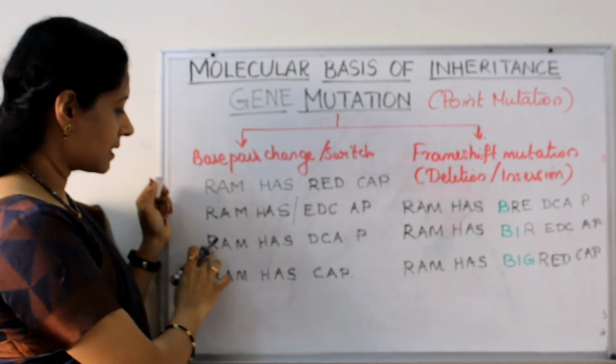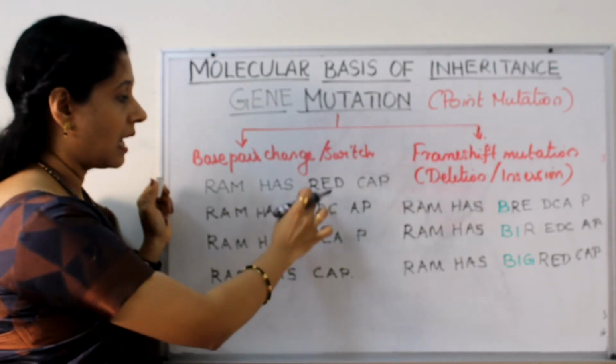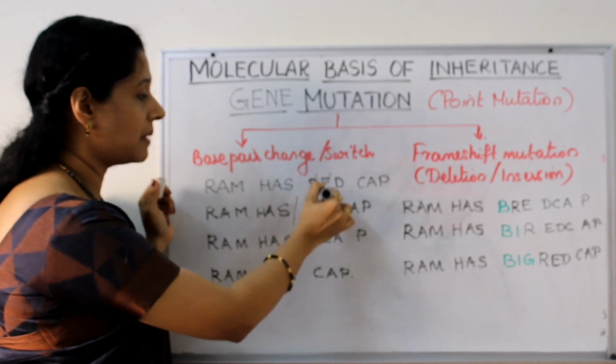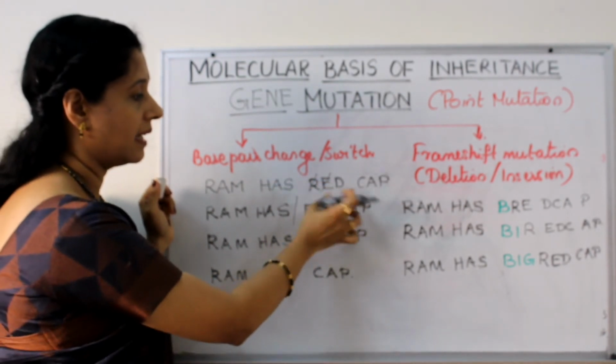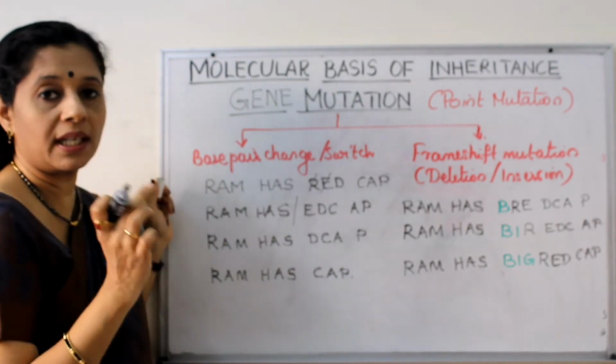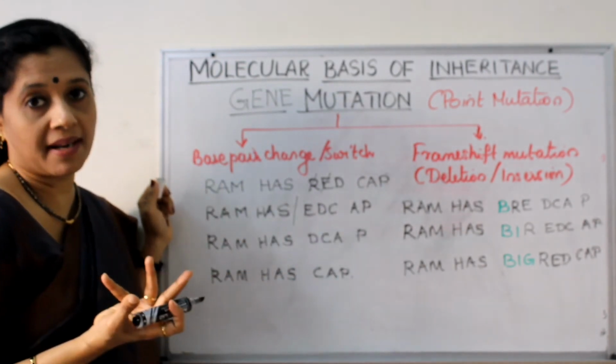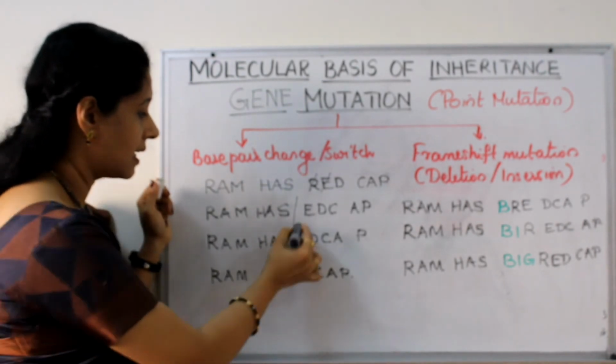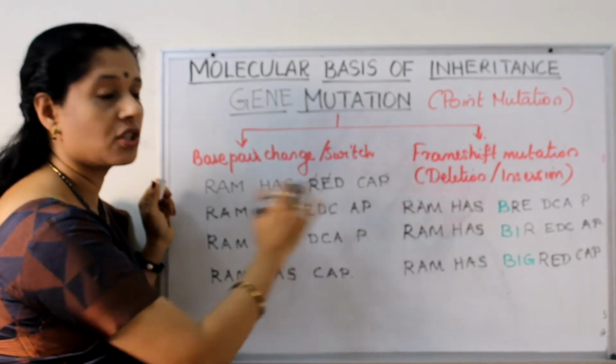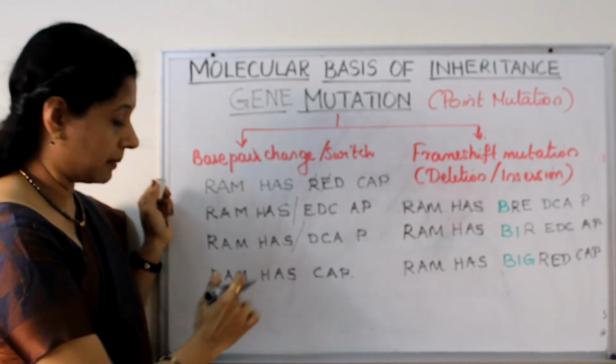Next case, what happens? Ram has, R and E, both are missing. So what is there? D. From here 2 letters we have to take to read it in the frame of 3. So DCA, P. Ram has DCAP. Makes sense up to the point of deletion. After the point of deletion, it is not making any sense.